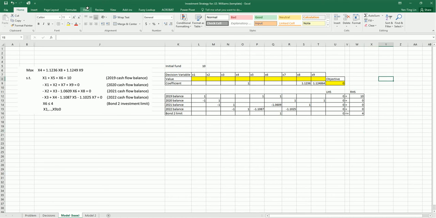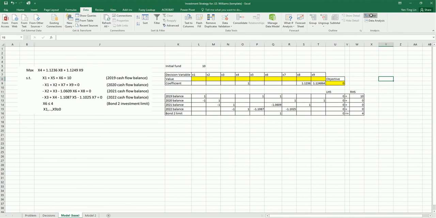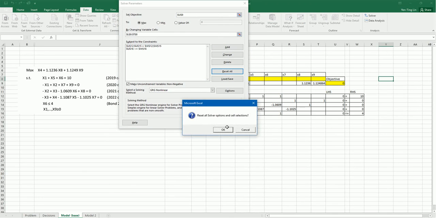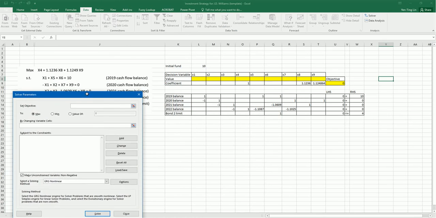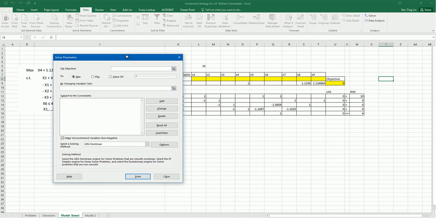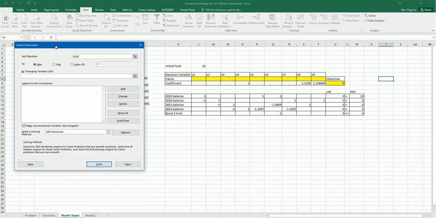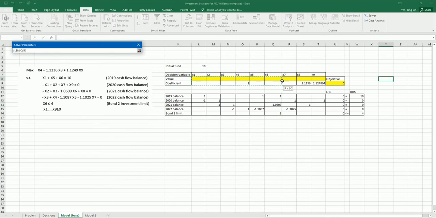Now we're ready to call Solver. Let me reset all. Let's have a fresh start. So the objective is a goal. The goal is to maximize this. So you click on this cell and make sure you check the max box, so Excel knows that you're trying to maximize the number over here by changing variable cells. So these are your decision variables. Just select all of this.